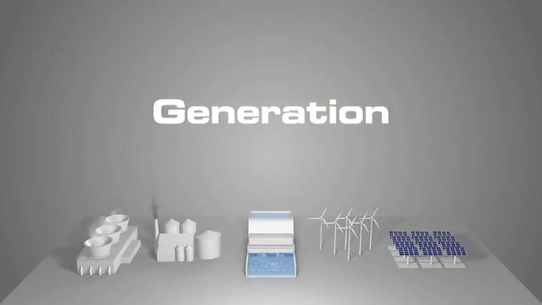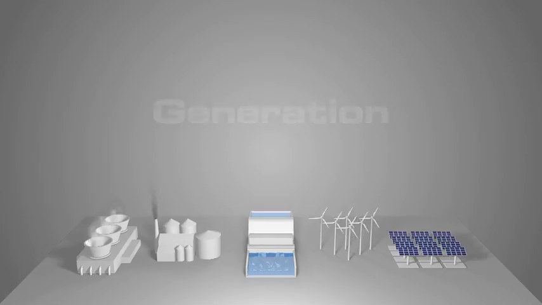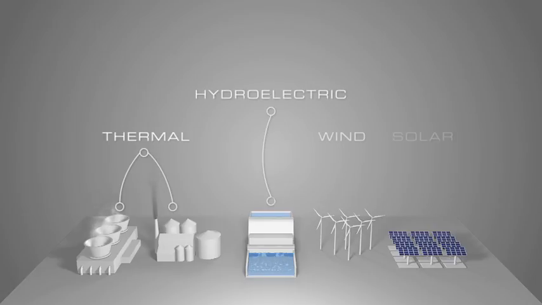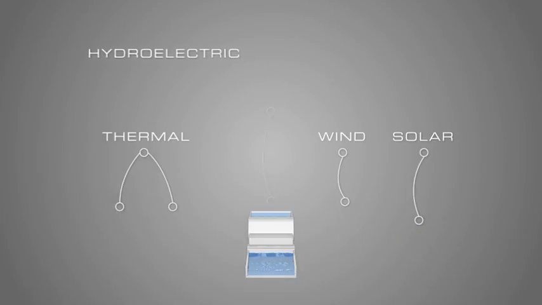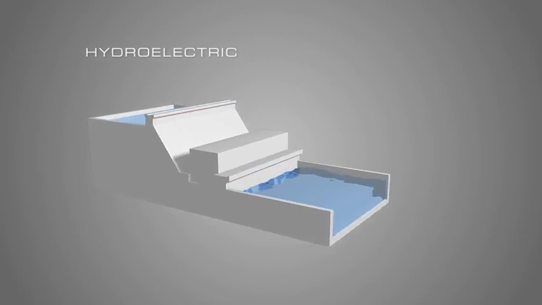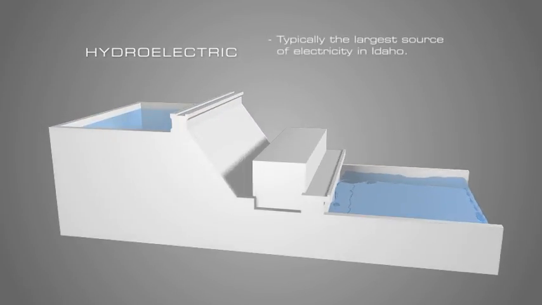Power transmission and distribution starts with power generation. A power generation plant is a facility designed to produce electric energy from another form of energy, such as thermal, which includes fossil fuels, nuclear, geothermal, and solar thermal. Power generation can also come from hydroelectric, wind, and solar. In above-average water years, hydroelectric plants are typically the largest source of electricity in Idaho.